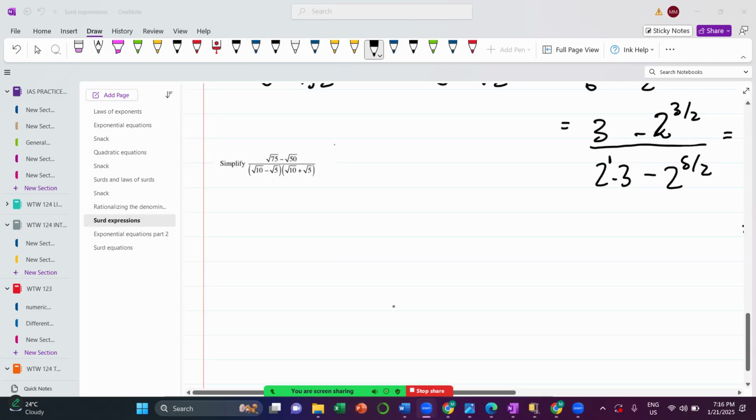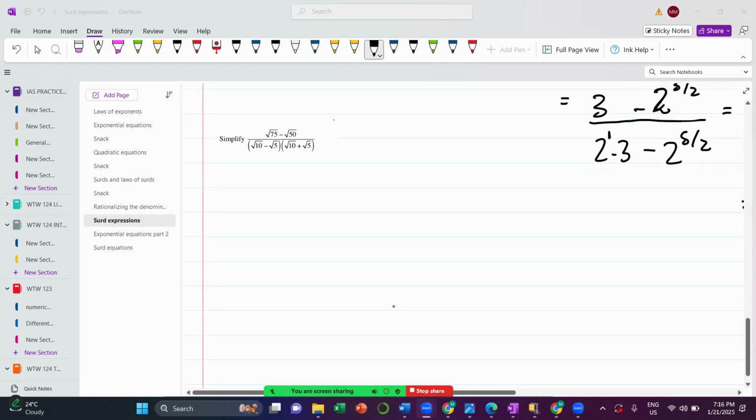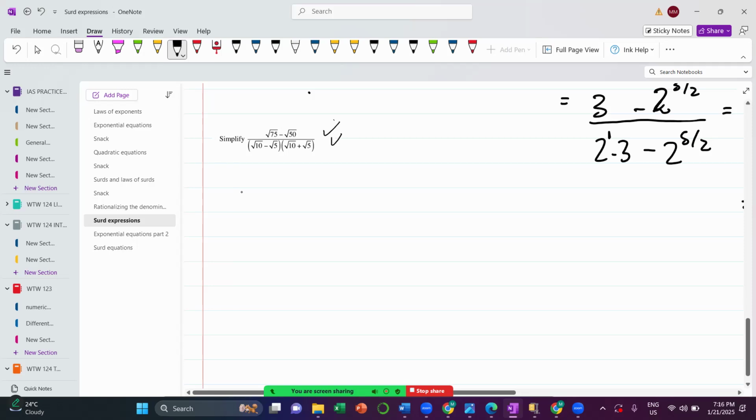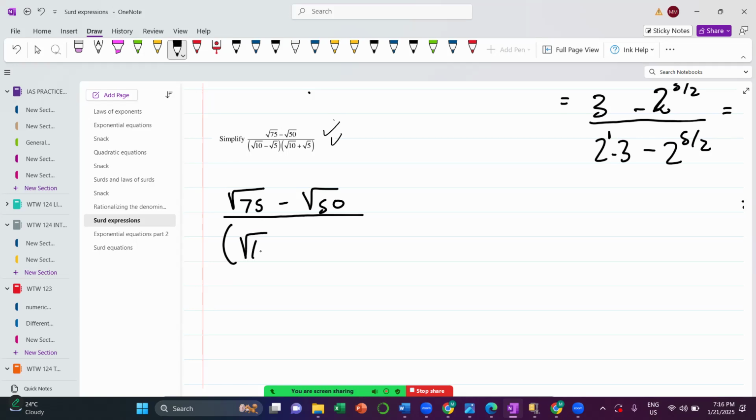So in this problem, we are asked to simplify this, right? We're asked to simplify that. So what are we given? We're given root of 75 minus root of 50 all over root 10 minus root 5 all into root 10 plus root 5, right?